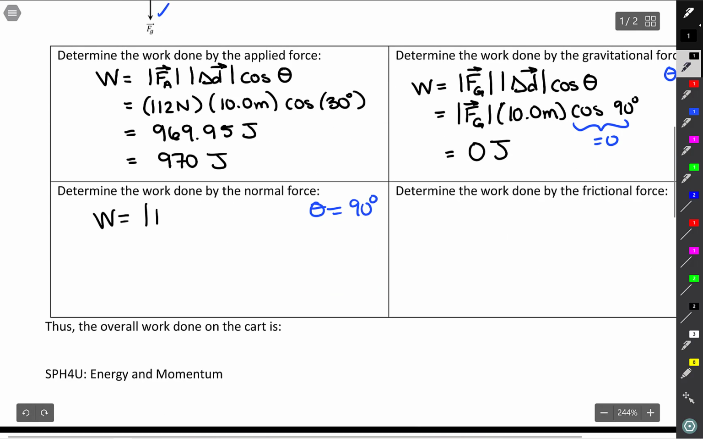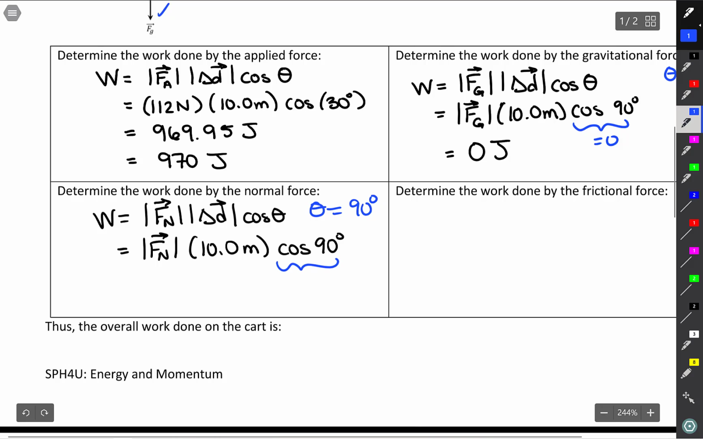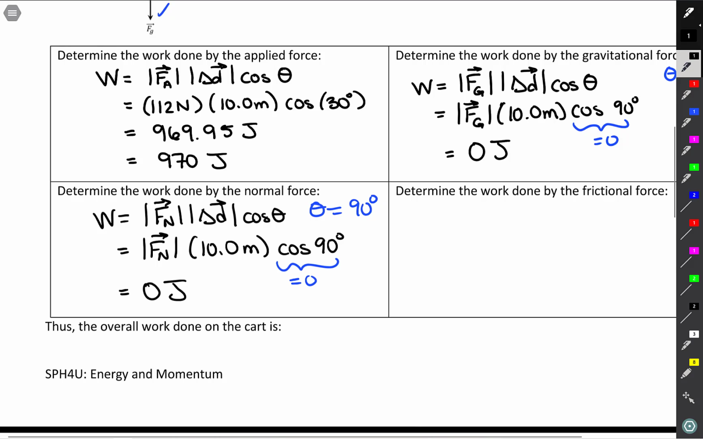Work is equal to the normal force times displacement vector, cosine the angle, and the normal force, again, we could calculate it if we knew the mass of the object. We have 10 meters as a displacement, and then the cosine is still going to be 90 degrees. Same result that we found with the gravitational. You get that the work done is 0 joules. So because there's no displacement in the vertical direction, there's no work done in that direction.